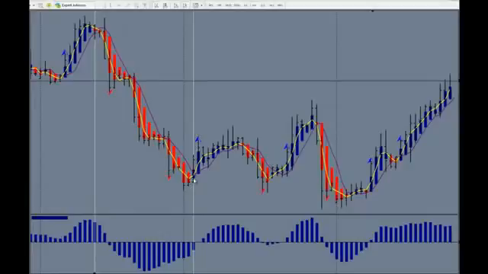Now we've marked another one. Now we're looking back in history and we can see these form. But let's go to a smaller time frame to time the entry. And we'll go to these two spots and see what we're going to find.